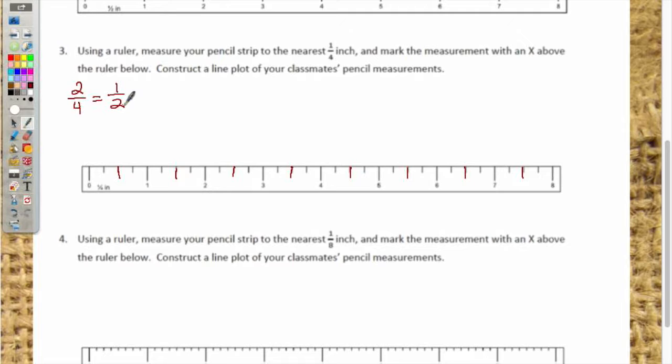Are we gonna do it again? All the way around. Yeah, but it's... No, not centimeters. Nearest 1/4 inch.